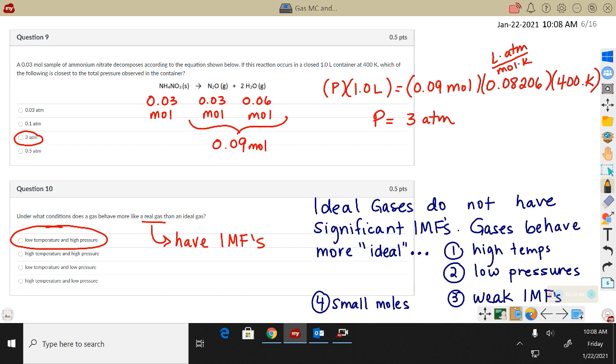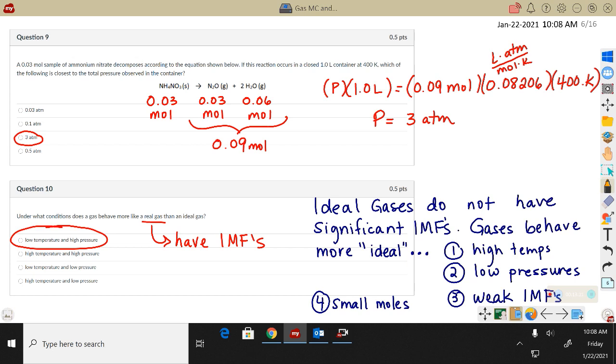Ideal gases, then, are not supposed to have significant intermolecular forces. So we want to keep the particles away from each other if it's going to behave like an ideal gas. So what conditions might keep the particles away from each other? Well, the higher temperatures, the lower pressures, because that might create a larger volume. We could also add maybe weaker intermolecular forces. If I had a nonpolar molecule, it's more likely to behave ideally than something polar like water vapor.